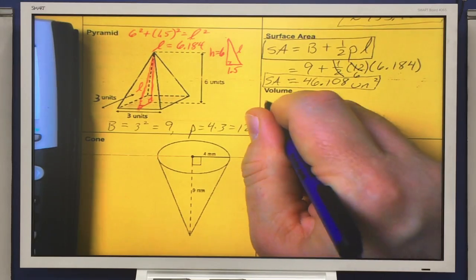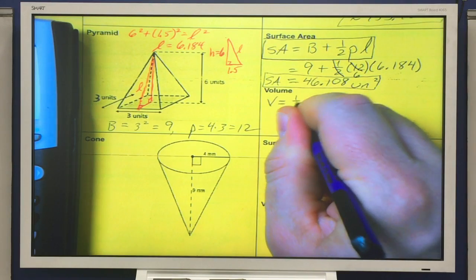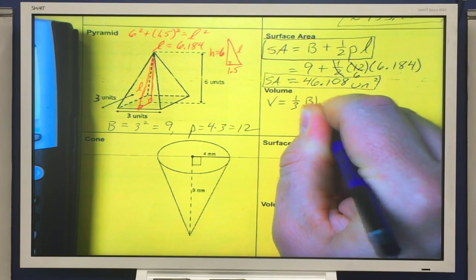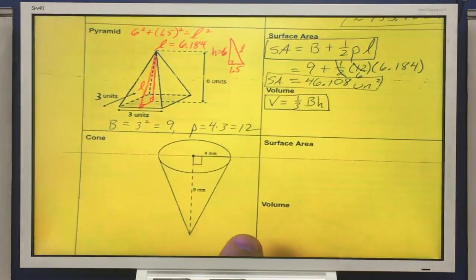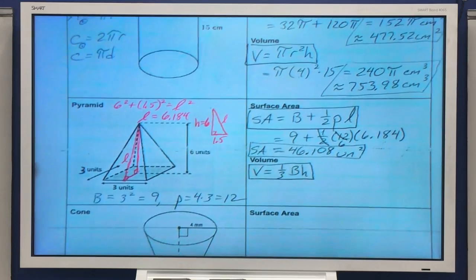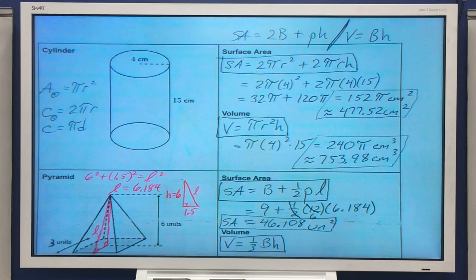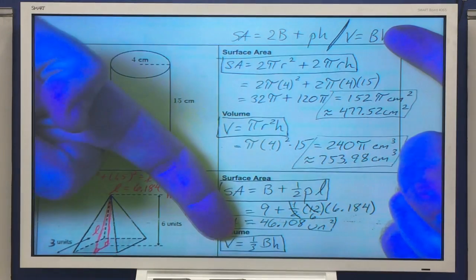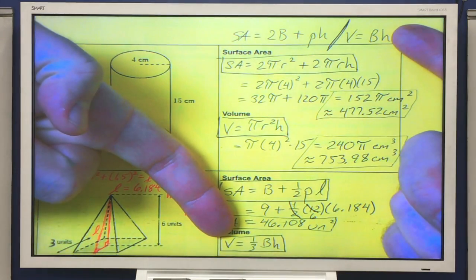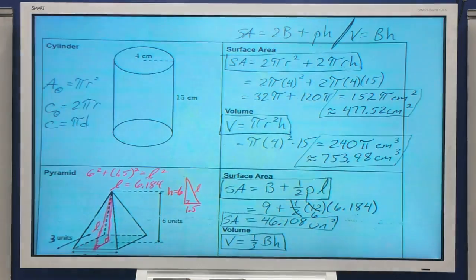Volume. The volume of a pyramid, honest to goodness, friends, is 1/3 area of the base times the height. I'm going to pause on this for a hot second because I hope that rings a bell. I said earlier in this video that the volume of a prism is the area of the base times the height, and now I'm telling you that the volume of a pyramid is 1/3 the area of the base times the height. Let me point out to you why that is true.